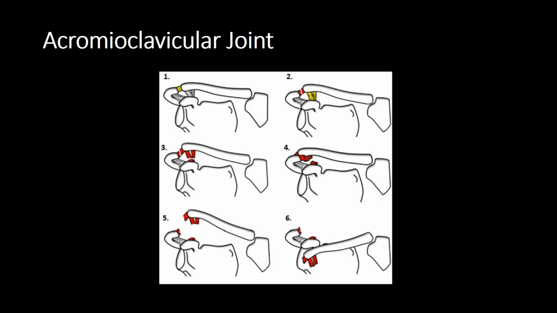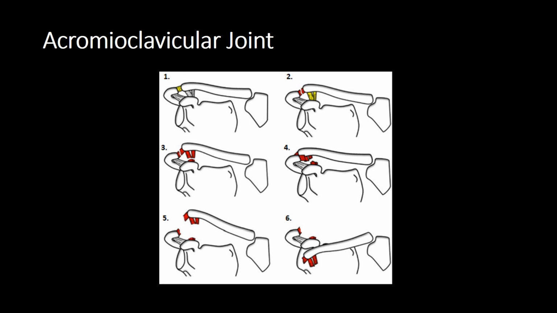Rockwood identified 6 types of acromioclavicular joint injuries. Type 1 involves a sprain to the acromioclavicular ligament. Because it's only sprained, there is a normal acromioclavicular joint, and therefore the X-ray is normal. Type 2 involves disruption to the acromioclavicular ligament and a sprain to the coracoclavicular ligaments. Therefore, the coracoclavicular distance is normal, but there is superior subluxation of the acromioclavicular joint.